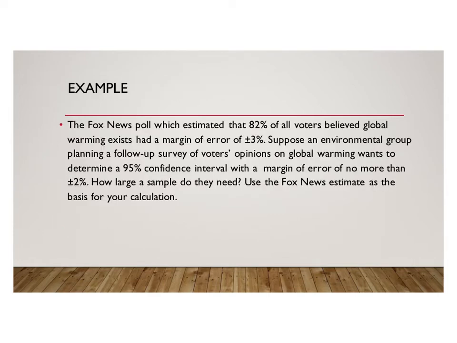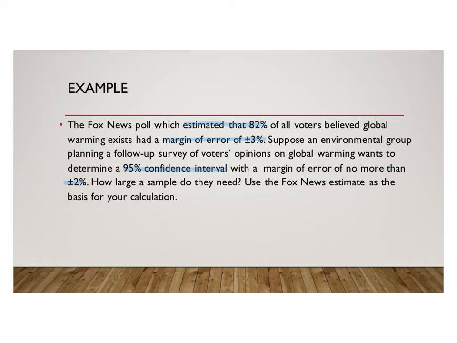So now we're ready to do some examples. The Fox News poll estimated that 82% of all voters believe global warming exists, with a margin of error of plus or minus 3%. That's probably important, so I'm going to highlight that, and we also have the estimated 82%. Suppose an environmental group planning a follow-up survey of voters' opinions on global warming wants to determine a 95% confidence interval with a margin of error of no more than plus or minus 2%. How large a sample do they need?